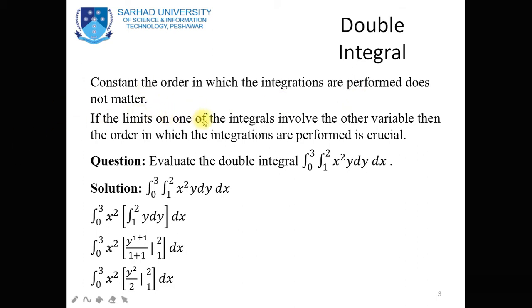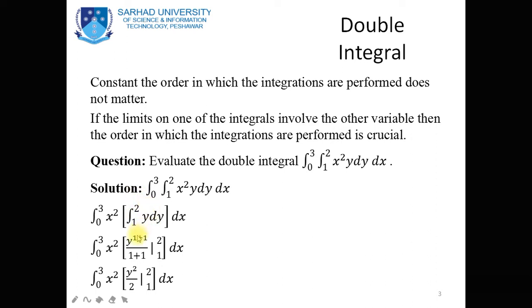If the limits on one of the integrals involve the other variable, then the order in which the integrations are performed is crucial. Now for example, we have a problem to evaluate the double integral from 0 to 3, and from 1 to 2, of the function x square into y, with respect to y and with respect to x. So dear students, note that in this double integration, first of all, we take the integration of the function with respect to y. Now x square is the constant, so we just take the integration of y with respect to y.